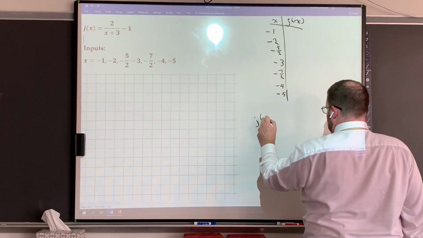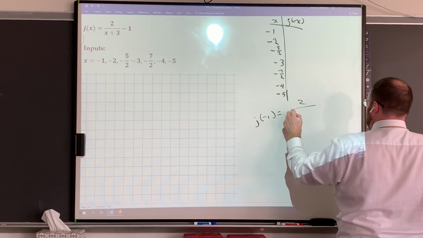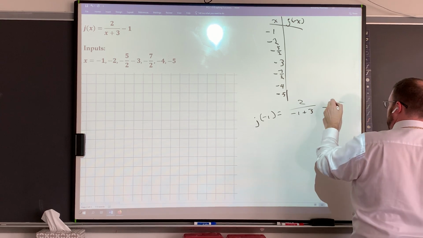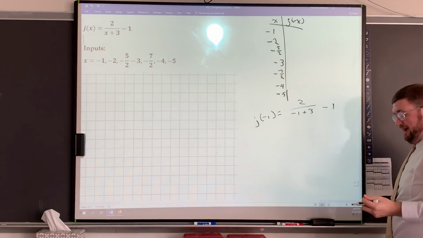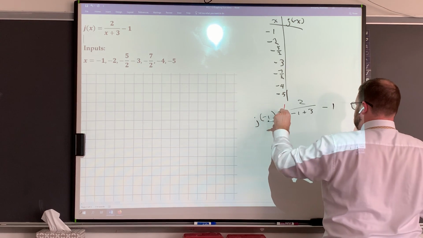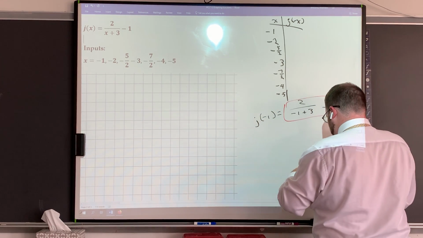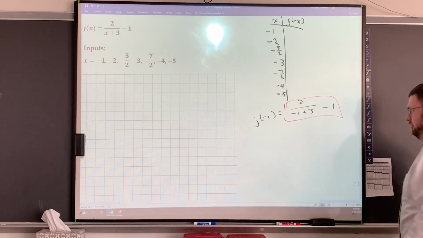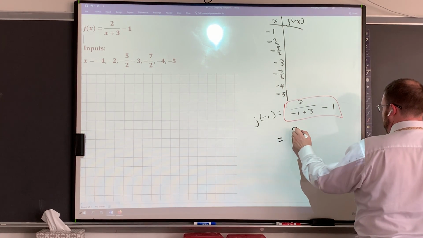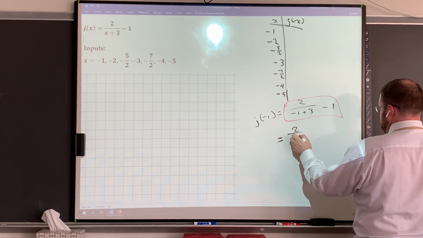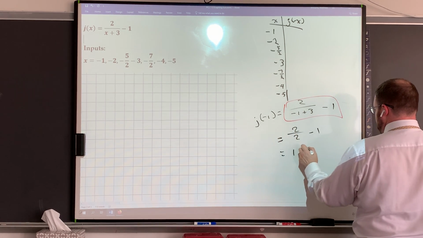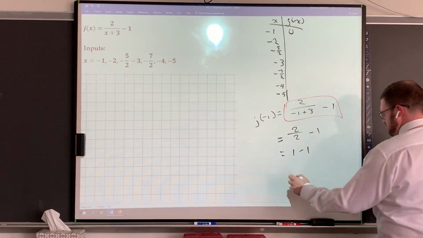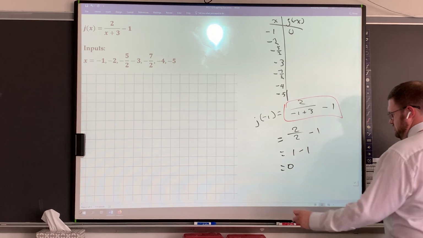So I can calculate j of -1, 2 over -1 plus 3 minus 1. You can do this by hand, or you can put this part in the red box, not the whole thing, but just the part in the red box in the Desmos, and it will give you an output. If I calculate by hand, -1 plus 3 is 2. 2 over 2 is 1. Minus 1 gives me 0. 0 for j of -1.